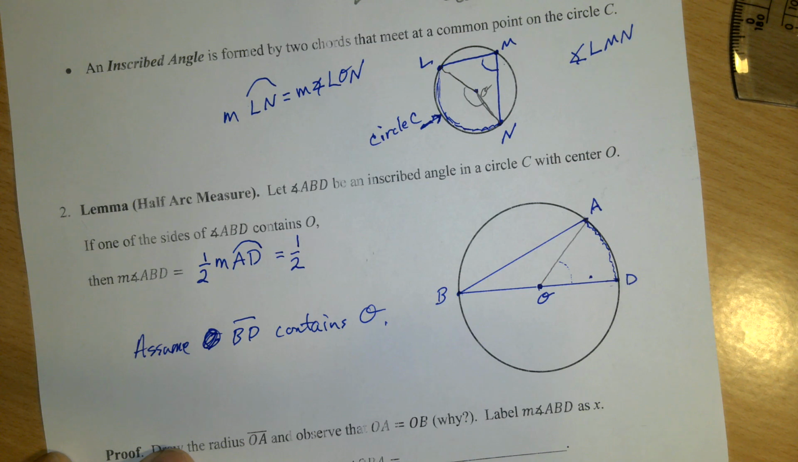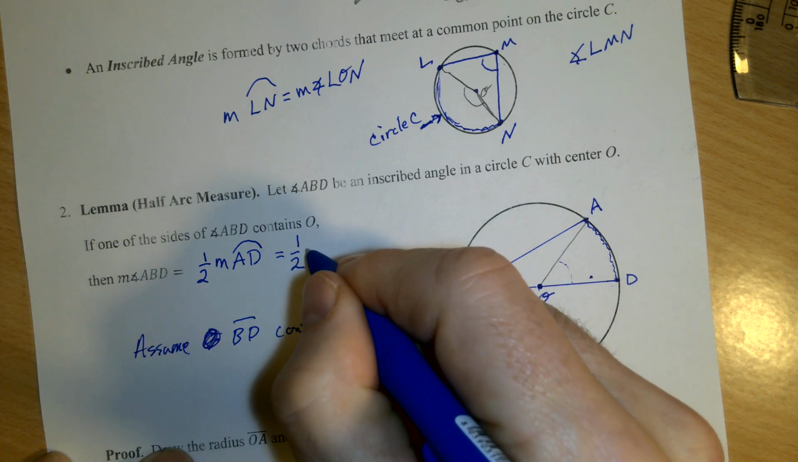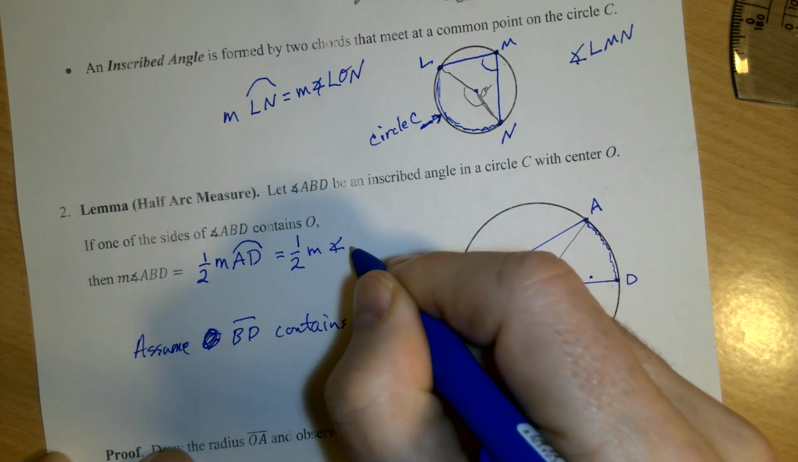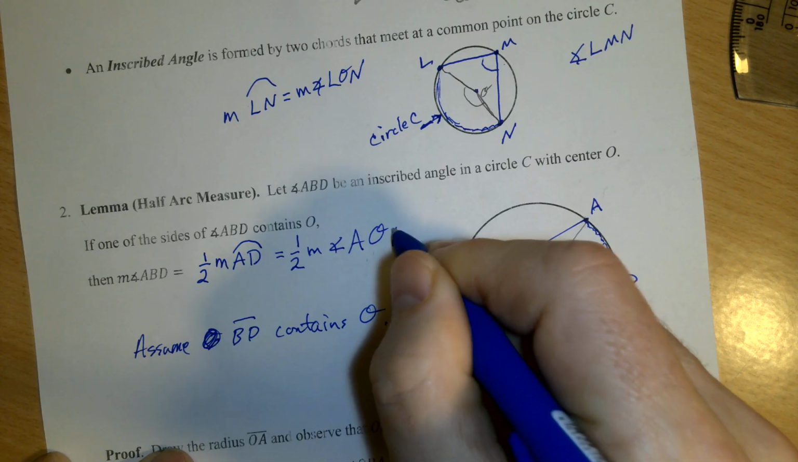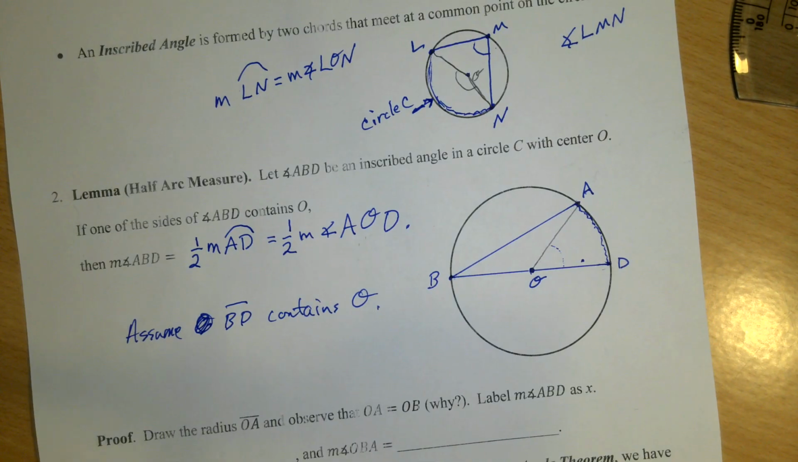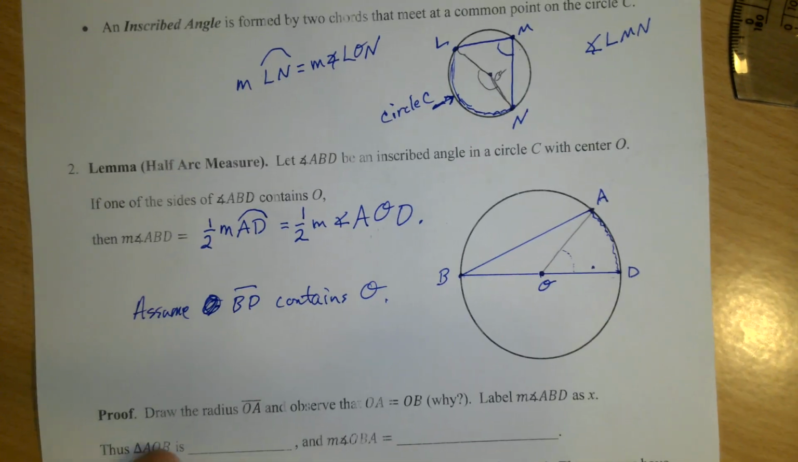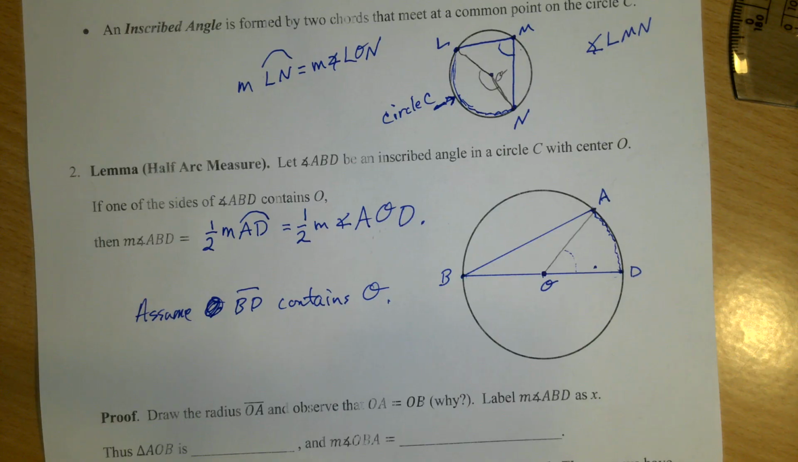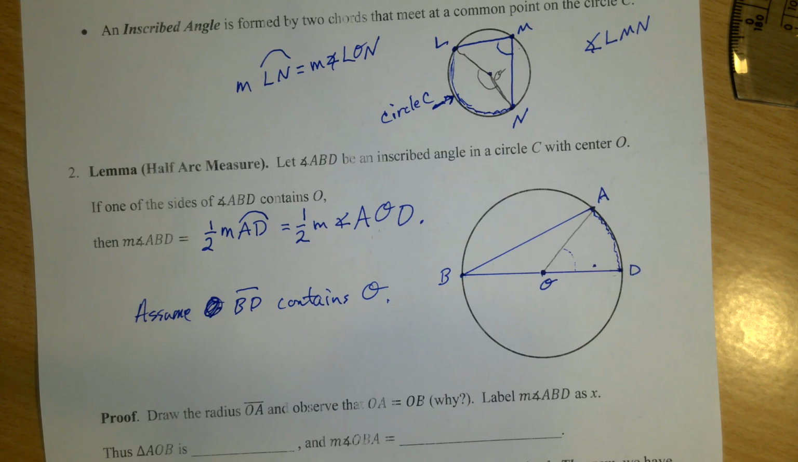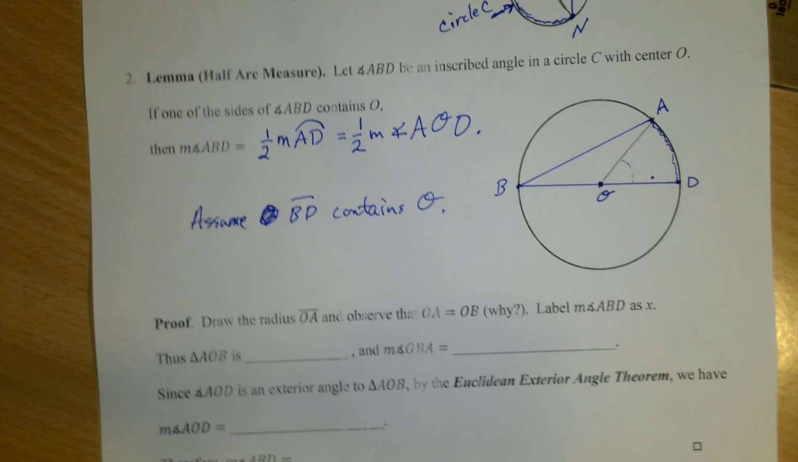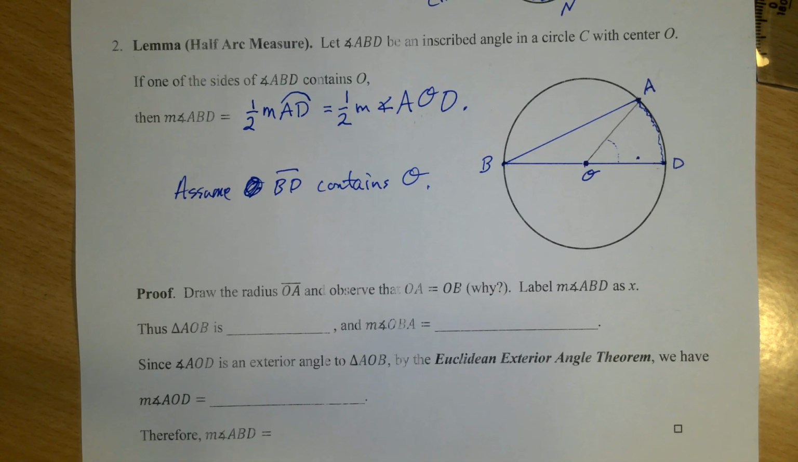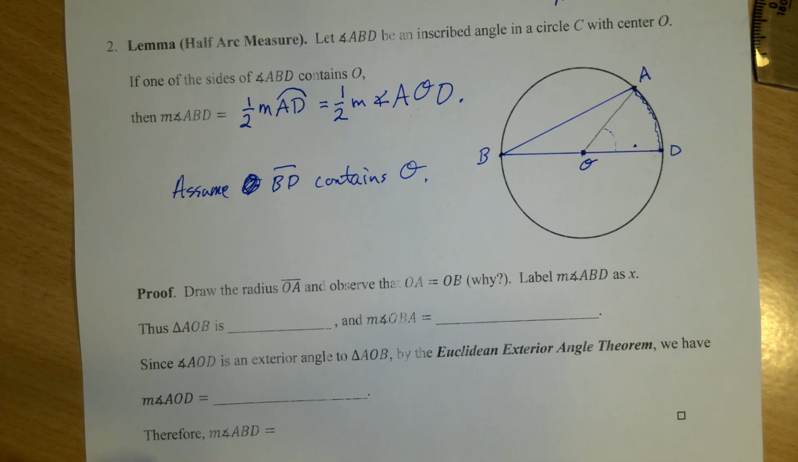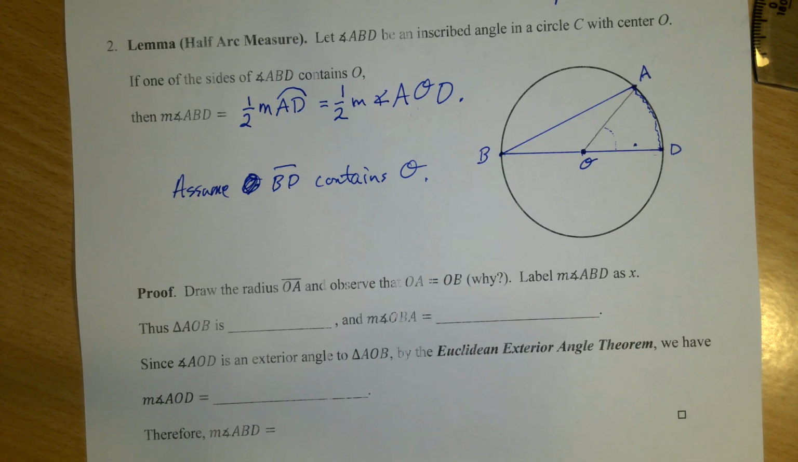We know that this equals, by definition, the measure of angle AOD. And that's the statement. All right, now we are going to prove that that's true. Let's go through this proof. It's pretty short. We'll just complete it. We're basically going to fill in some blanks.